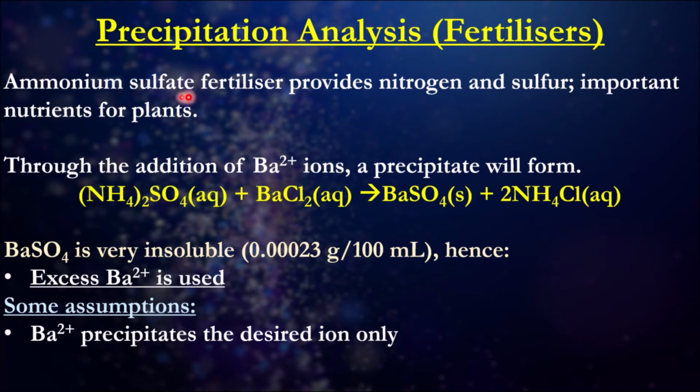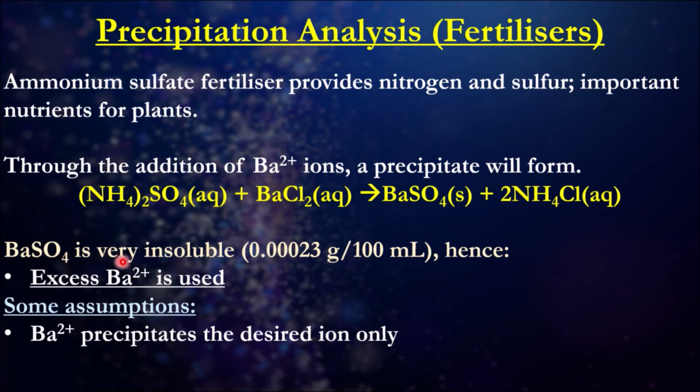And we know that ammonium sulfate fertilizers provide both nitrogen and sulfur, which are important nutrients for plant growth. By adding an excess amount of barium ions, we can form the precipitate of barium sulfate, as you can see, the solid. And that can help us to analyze the amount of sulfate ions that is in our fertilizers. Obviously, the higher the percentage, the more ideal it is for our fertilizer to provide nutrients to our plants.